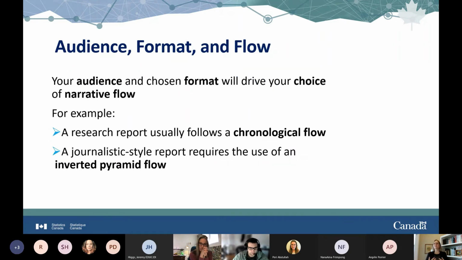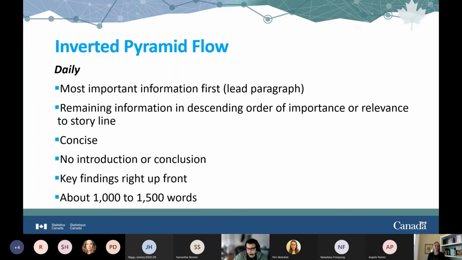Now I'm going to talk about the flow. Your audience and your chosen format will drive your choice of narrative flow. For example, a research report usually follows a chronological flow, and this is what I'm going to talk about in the next slide. Whereas a journalistic style report requires the use of an inverted pyramid flow, and that is the style that we use in the daily at StatScan, and I'm going to talk about it in a few slides. Chronological flow, detailed methodological report.